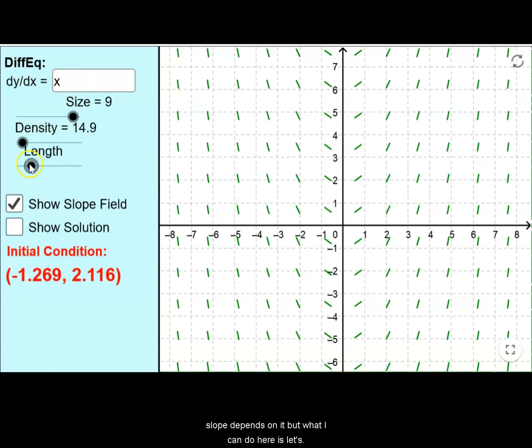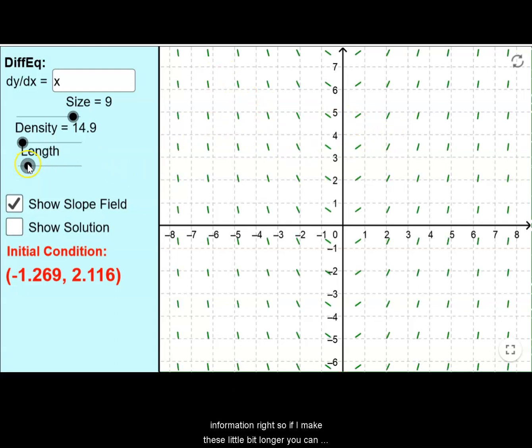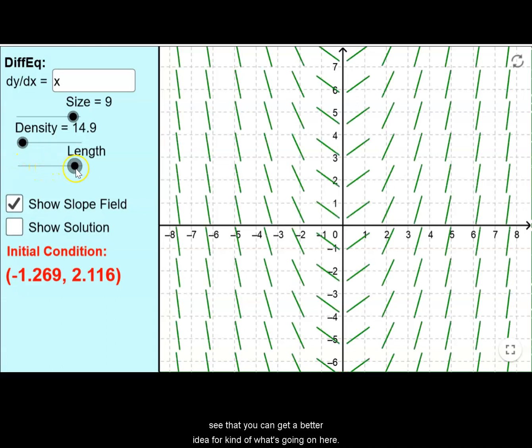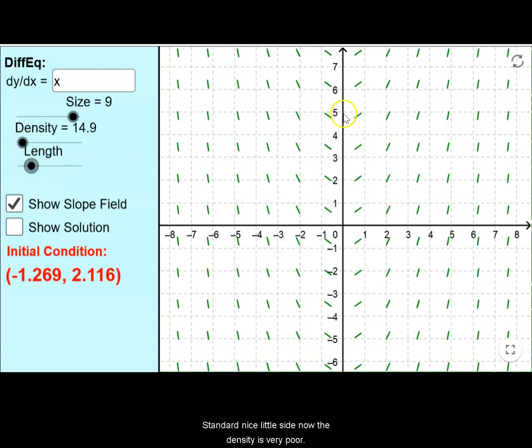But what I can do here is notice that the length of my slope field vectors gives me different pieces of information. If I make these a little bit longer, you can get a better idea of what's going on here. Now, I'd say that's probably about a standard, nice little size.